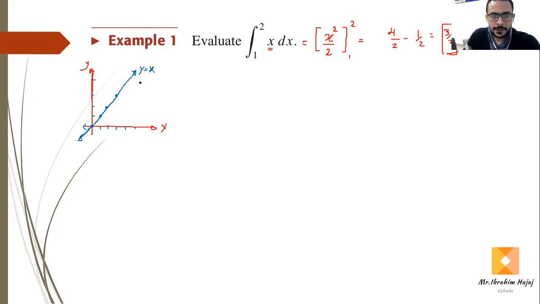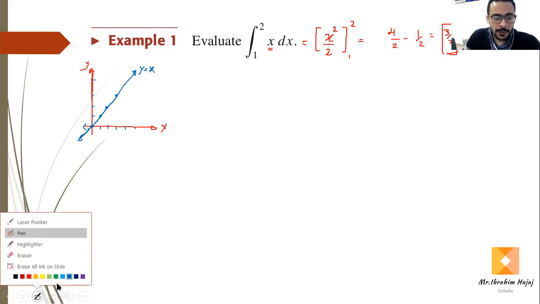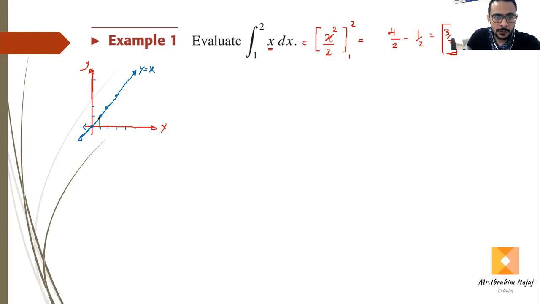What's the area here? The area between 1 and 2. How do we find the area of the shaded region under the line y equals x and the x-axis, bounded between 1 and 2? I think geometrically it's the area of a trapezoid. And as we studied before, the area of a trapezoid is base 1 plus base 2 over 2, and this all multiplied by the height h.